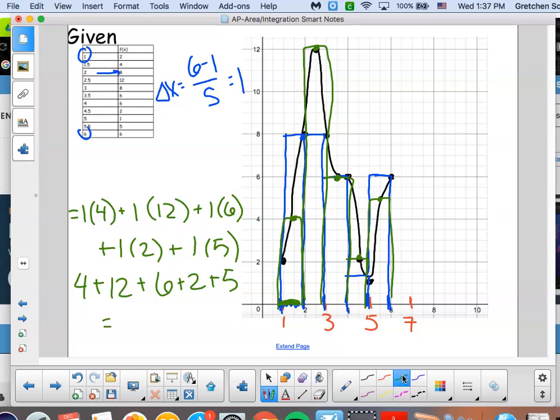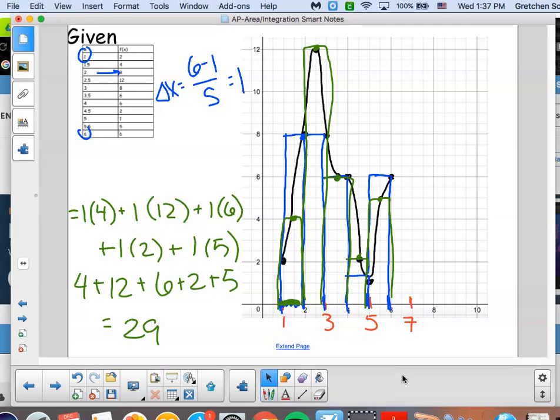What does that all equal? 29. Is that always going to happen? No, you kind of just got to go with it. Don't worry, because it's an approximation, especially something like this where it's going up and down. A left endpoint would probably be different, but just do what you are told.